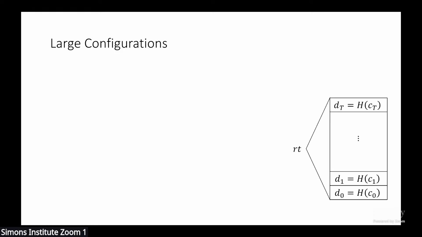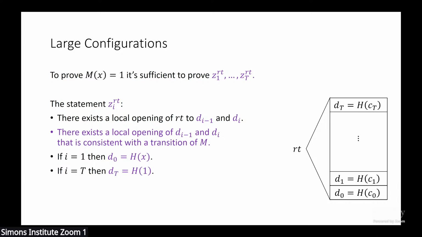The way it looks is that we write the roots of the configurations, which are always small. We compute a hash tree over that. Now we're going to say that M of x is equal to 1, and we break it down into a sequence of statements. These statements are very similar to before, just a minor change. We prove that for every i, there exist roots d_{i-1} and d_i that are consistent with this big root, they have local openings, and they're also consistent with M. So you can open them to full configurations that really M transitions from one to another.